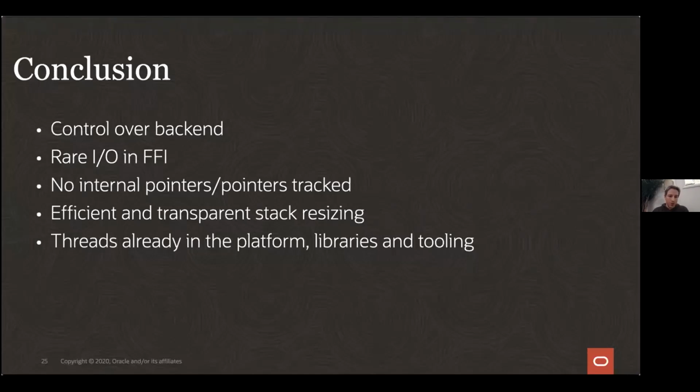So in conclusion, if you have control over the backend, if I/O in FFI is rare, if you have no internal pointers, if allocation is efficient and transparent, and if threads are already pervasive in the platform, and certainly if your focus isn't generators, then the decision to prefer user mode threads over async await becomes pretty obvious.